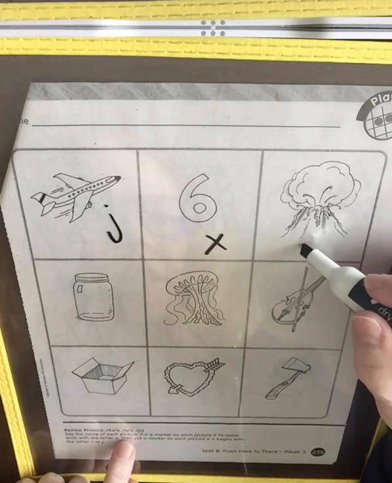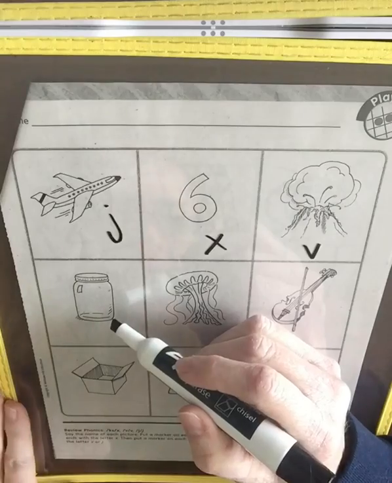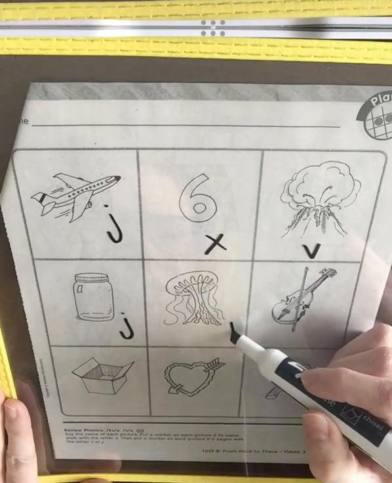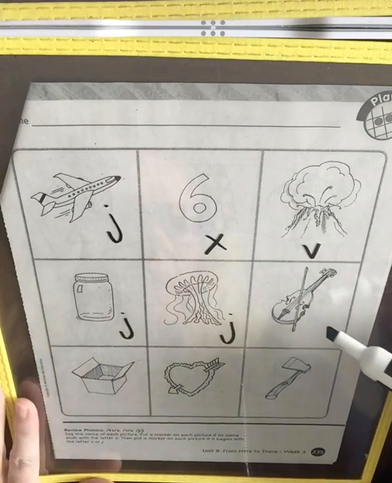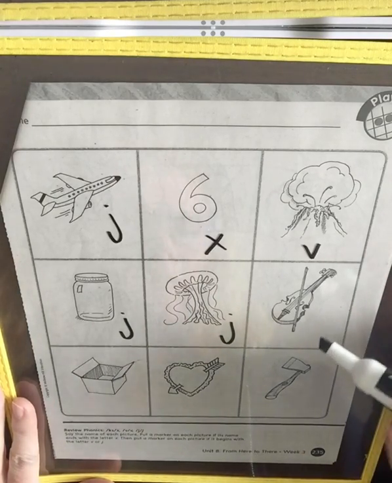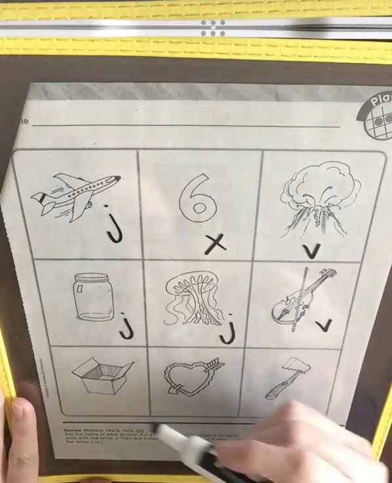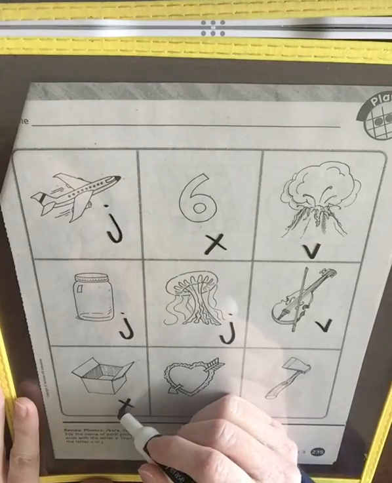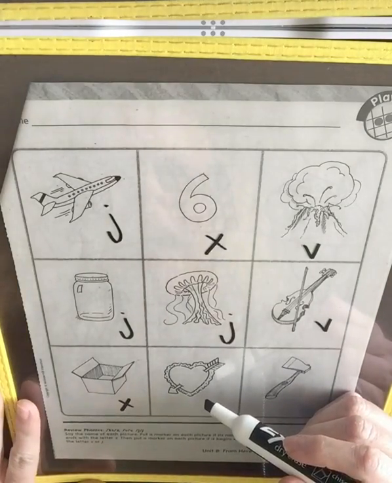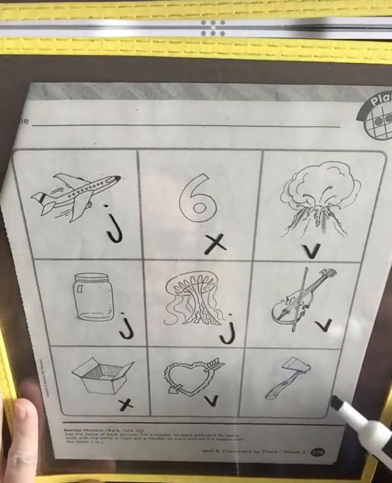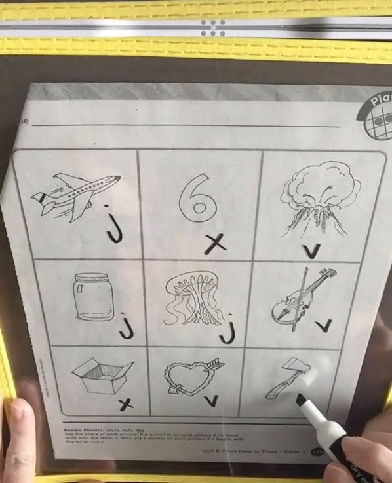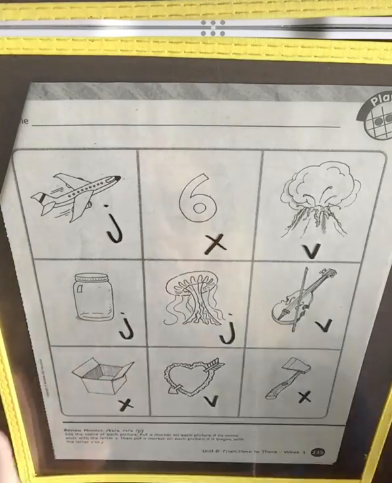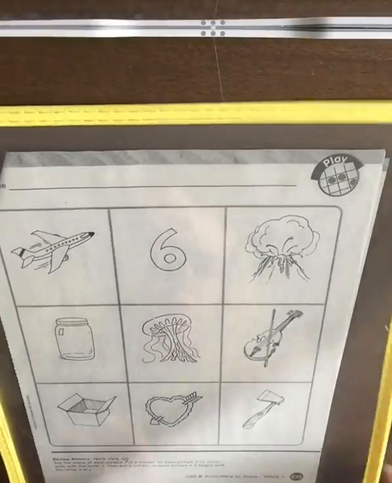Volcano, that's a letter V. Jar, that's a letter J. Jellyfish, letter J. Violin is a letter V. Box has that letter X in there. Valentine, that's a letter V. And X has an X in it as well. Great job. Let's turn the page.